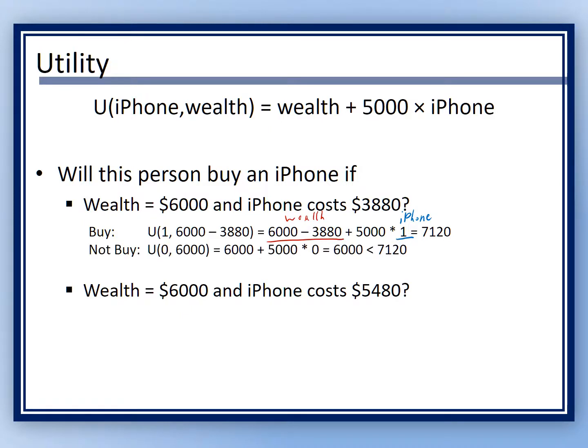And then you calculate what happens if he doesn't buy an iPhone. Then no iPhone, 0, right? And then he still has 6,000 wealth. So no iPhone, 6,000. Right? So he gets utility of 6,000. And higher number means better. So 7,120 is higher than 6,000. So he's going to buy. That's the whole idea of utility.